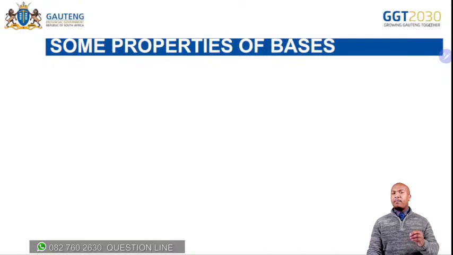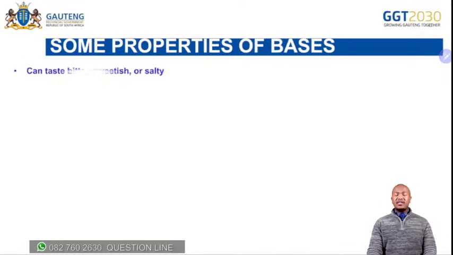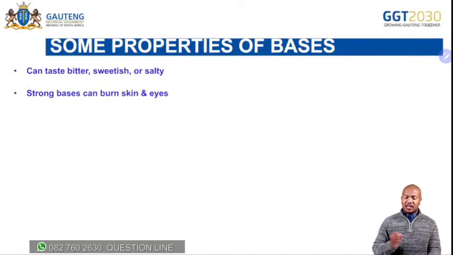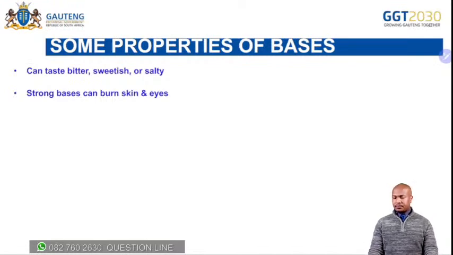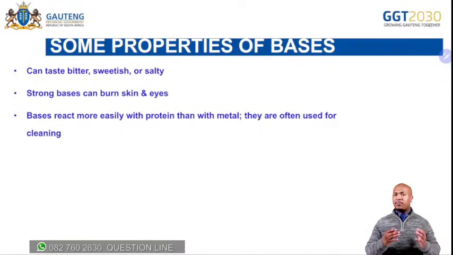Now, properties of bases. We're still reminding each other of these properties, right? So bases, we say that they can taste bitter, sweetish, and somehow salty, right? We can consume some of the bases as well. But we also have strong bases that are not consumable. Those are the ones that can burn your skin and eyes as well. Bases react more easily with protein than with metal, and they are often used for cleaning. So now we're talking about bases that are in your home, like your cleaning detergents, your handy and so on.